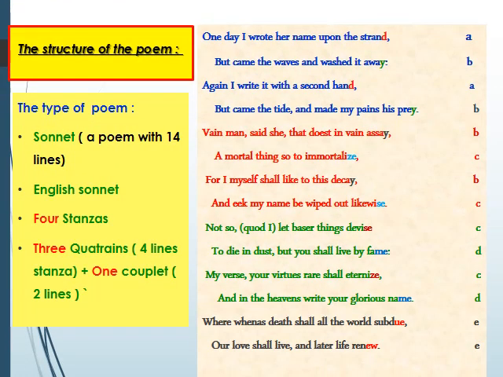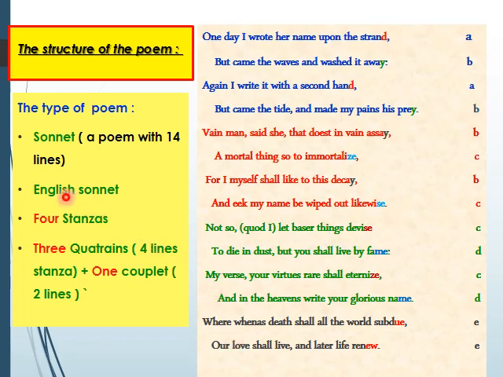So let us have a look at the structure of the poem, as we saw in the ten steps, we look at the form of the poem. The type of poem is a sonnet. If you remember, we defined the sonnet in the last lecture: it is a poem with 14 lines. If you see, we have 4, 4, 4, and then plus 2, it will be 14.